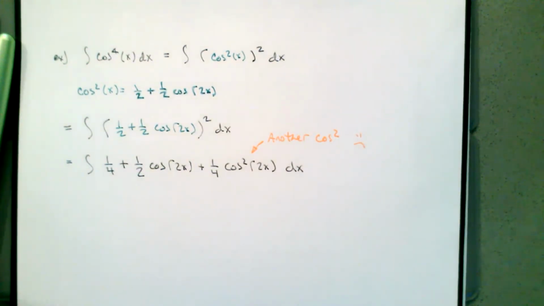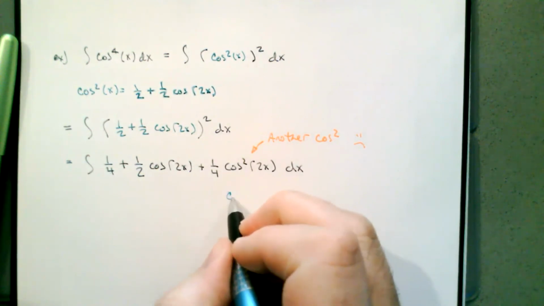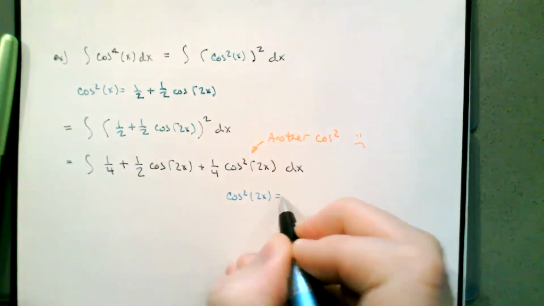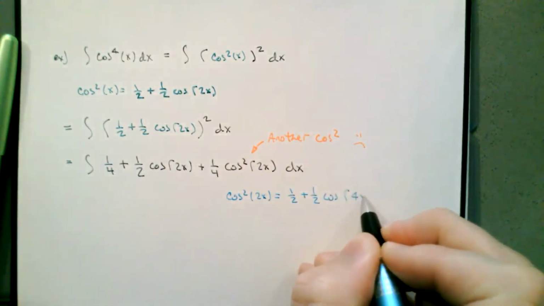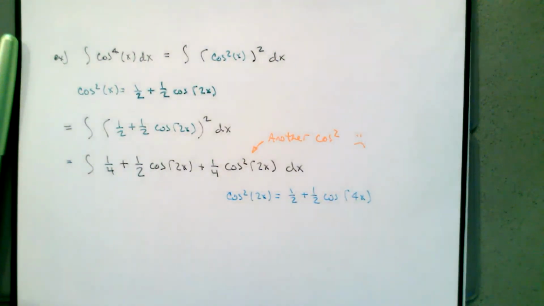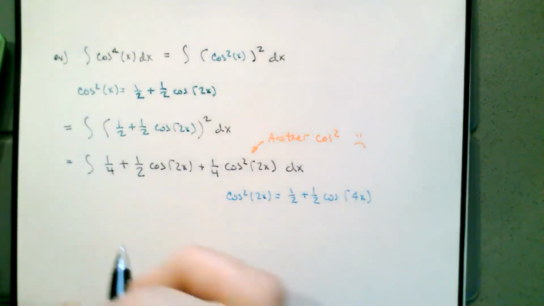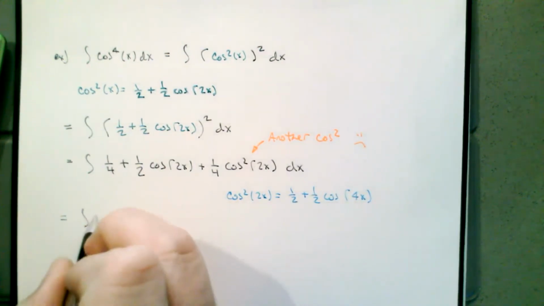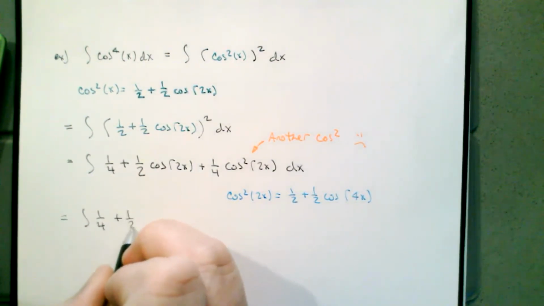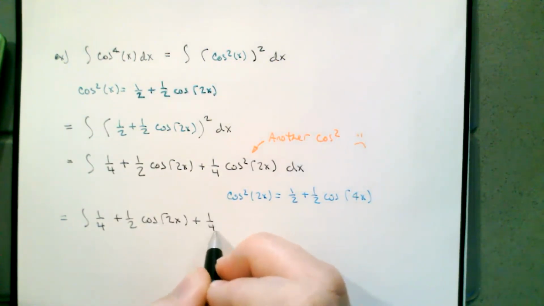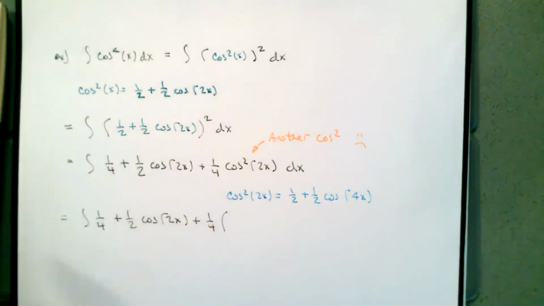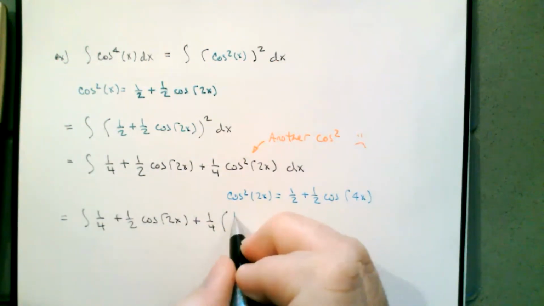But that's okay, because we have the double angle identity. If cosine squared x is 1/2 plus a half cosine of 2x, then cosine squared of 2x is just going to be a 1/2 plus 1/2 cosine of 4x. So now my integral can be written as a 1/4 plus a 1/2 cosine of 2x, that's no problem to integrate, plus 1/4 of a half plus a half cosine 4x.